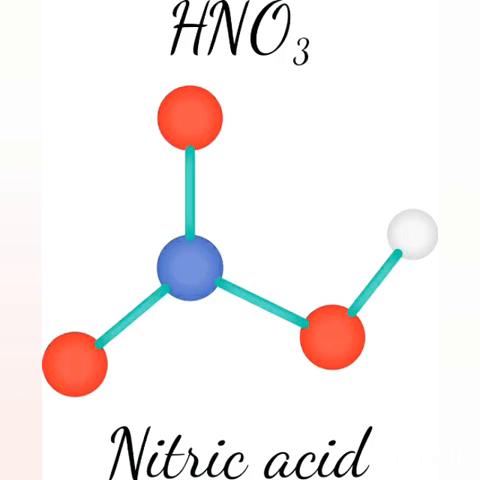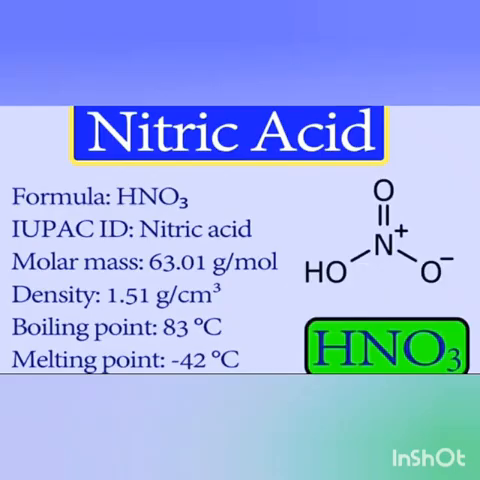Hello students. Today we learn about one very important oxo acid of nitrogen, that is nitric acid. Nitric acid is the most imperative and helpful oxo acid of nitrogen. Its molecular formula is HNO3, as you all know, and molar mass is 63.01 gram per mole.